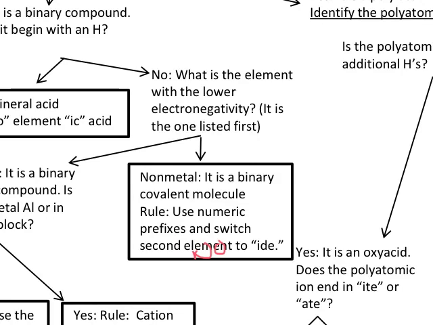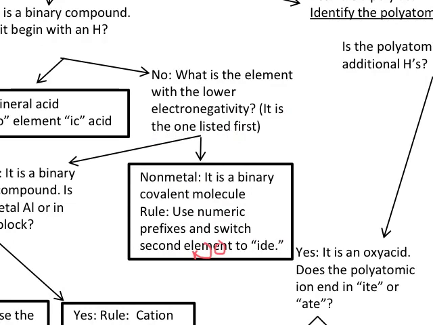Okay, if it does not begin with an H, now you need to ask yourself, what kind of element is the element with the lower electronegativity? By the way, this is an important thing to remember to save you time. Chemists always list the element with the lower electronegativity first. If the thing with the lower electronegativity is a nonmetal, we have a binary covalent molecule, and we're going to be using numeric prefixes. And we're going to switch the second element, the more electronegative element, its ending to "ide."